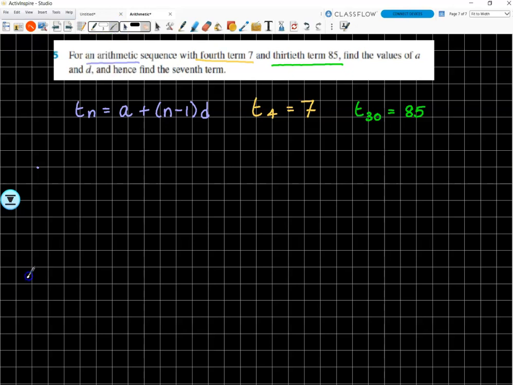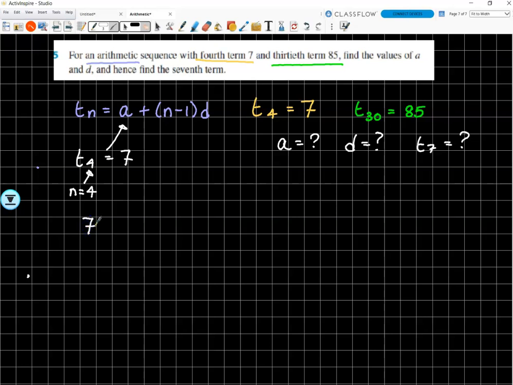Okay, so what do we want to do? Find the values of A and D, and hence find the 7th term. So we want to find A, we want to find D, and then we want to find T7. So when we take T4 equals 7, I'm going to sub this into my original equation because I can't do anything else. Even if you're not up to this, you know this is good for you. All right, so T4 equals 7. This is telling me that N is 4. And so I'm going to sub that whole thing in.